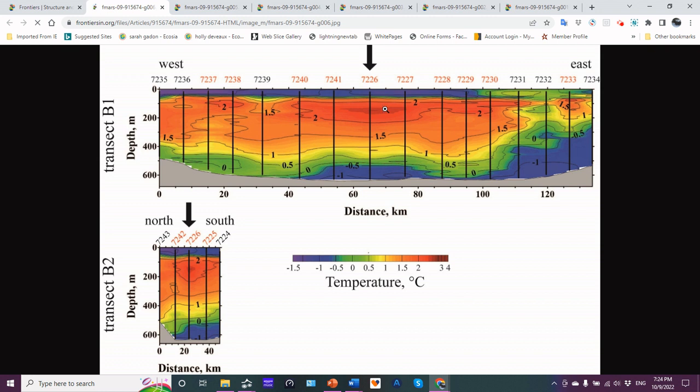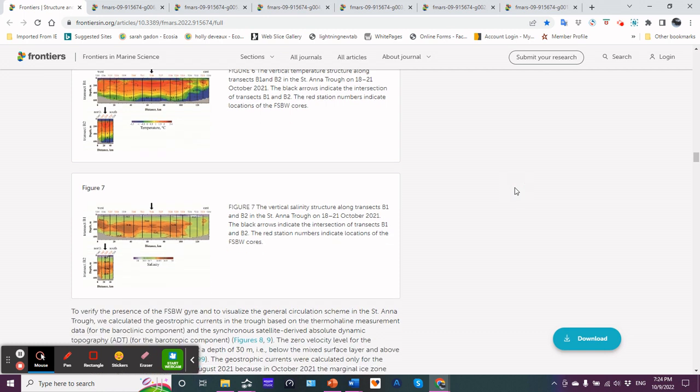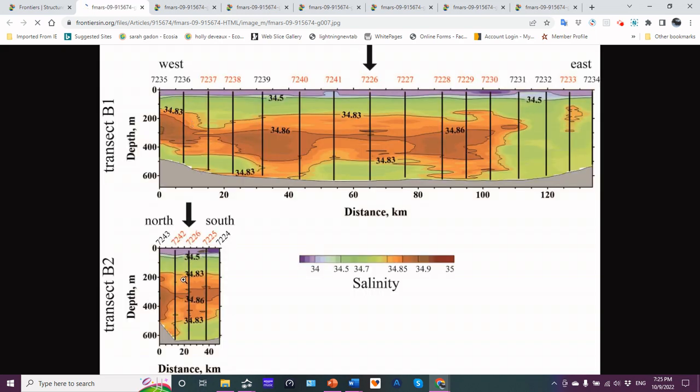You can see warm core, warm core, warm core, warm core. And right there, the center of it. Okay. And then we look at the salinity. And the black arrow, by the way, indicates the intersections of some of the transects. Right there. And again, see the cores there?